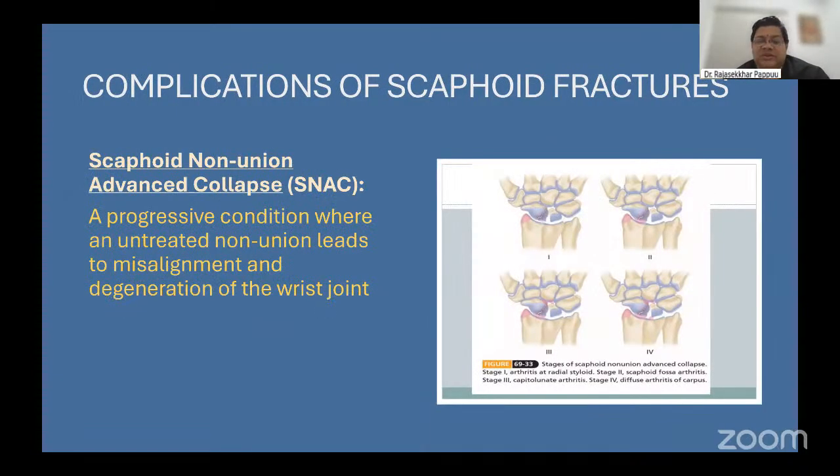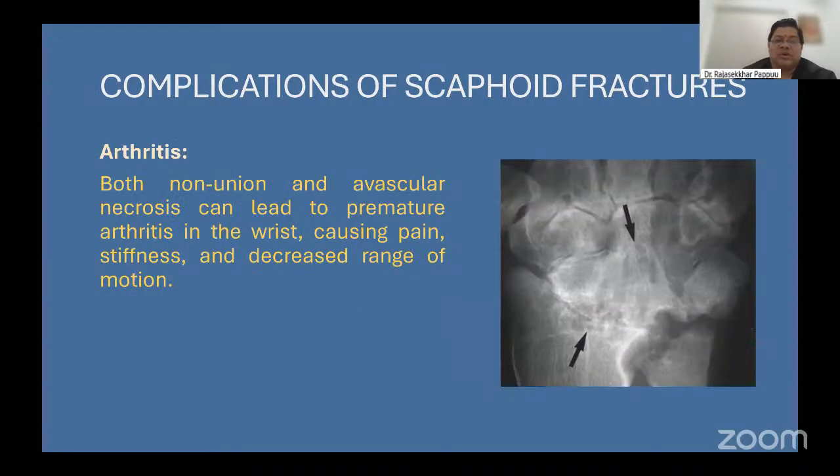Scaphoid non-union advanced collapse has four stages. In stage one, there is mild arthritis with non-union. In stage two, there is scapho-radial arthritis. In stage three, there is scapho-radial and capitate arthritis. And in stage four, there is scapho-radial arthritis and also scapholunate dissociation, leading to instability of the wrist.